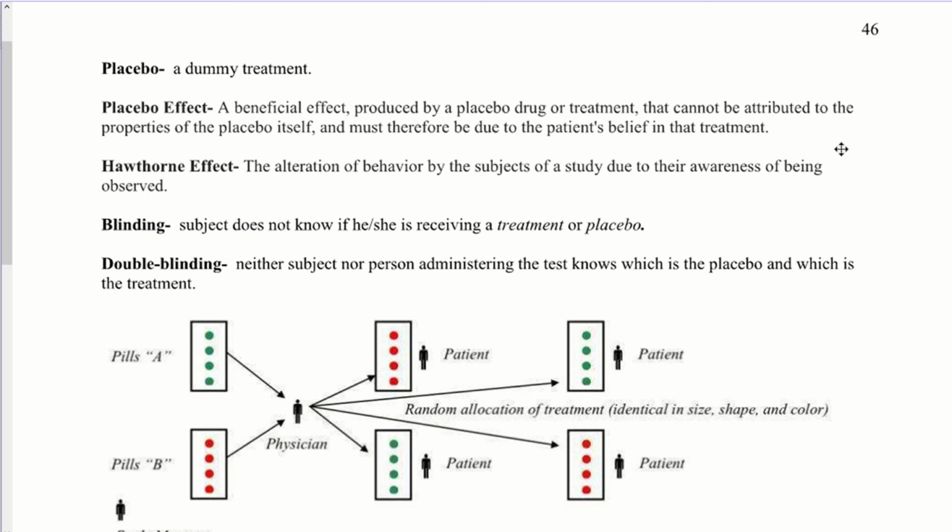The placebo effect, this is a really weird one to wrap your brain around. If you've taken a psych class, you probably discussed this there. A beneficial effect produced by a placebo drug or treatment that cannot be attributed to the properties of the placebo itself and must therefore be due to the patient's belief in that treatment. All right, so it's really a psychological response to whether or not a person is thinking that they're getting a treatment. So you get a medicine, and that form of medicine, whatever it is, is supposed to help you.